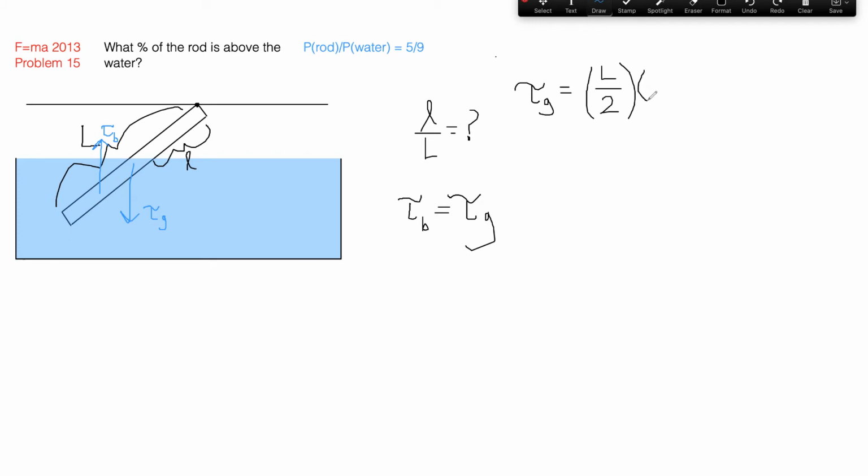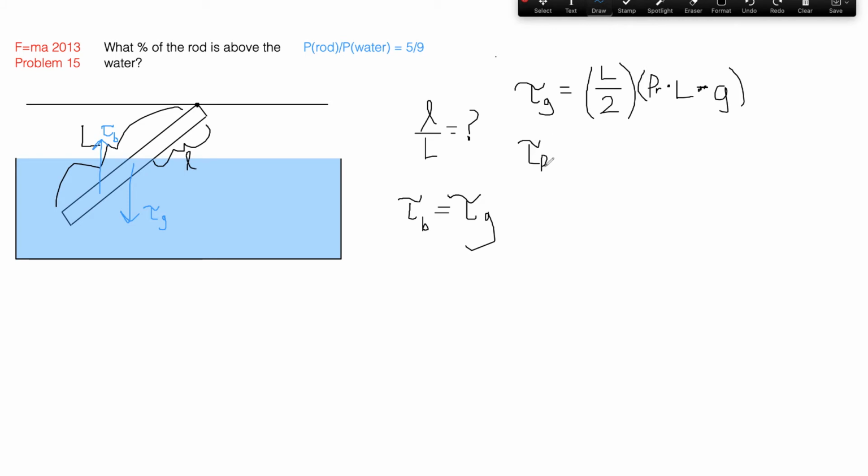We don't know the mass of the rod, but we do know the length of the rod and how dense it is. So if we take the density of the rod times the entire rod, which is L, and multiply that by g, that's the force of gravity. So the torque of gravity is L over 2 times the density of the rod times L times g.